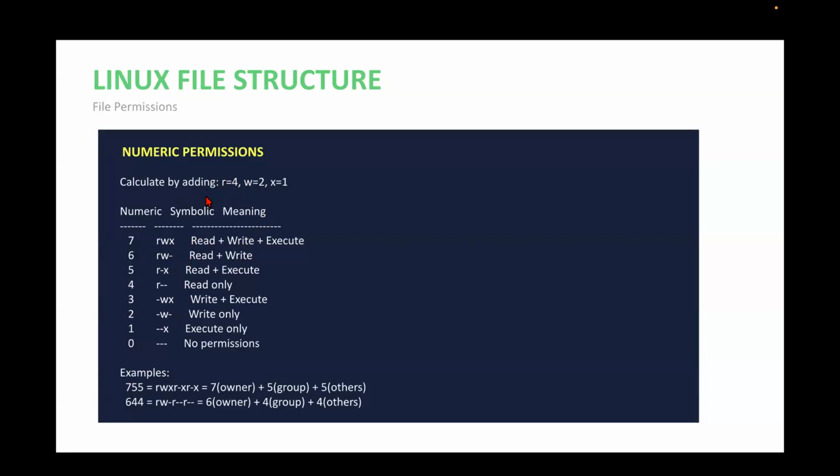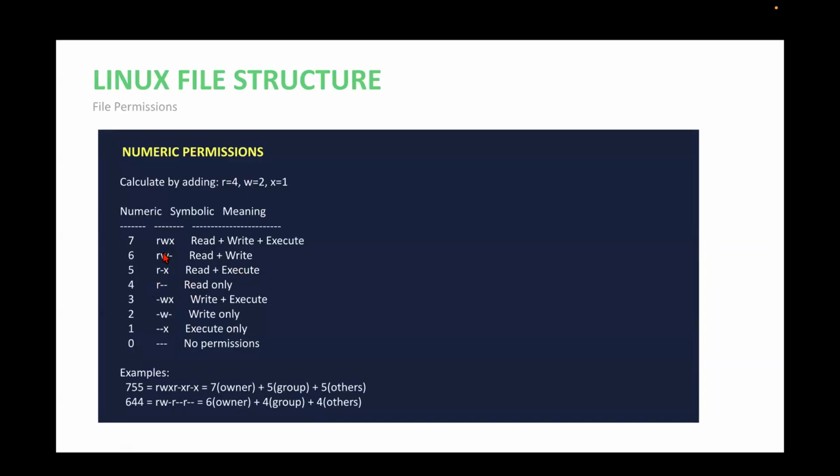And that means that R, which is 4 plus 2, is 6. So if you're going to use the chmod command, that means you'd be doing something like chmod 6, blah blah, and then the file that you're trying to apply the permission to. Same goes for read and execute.